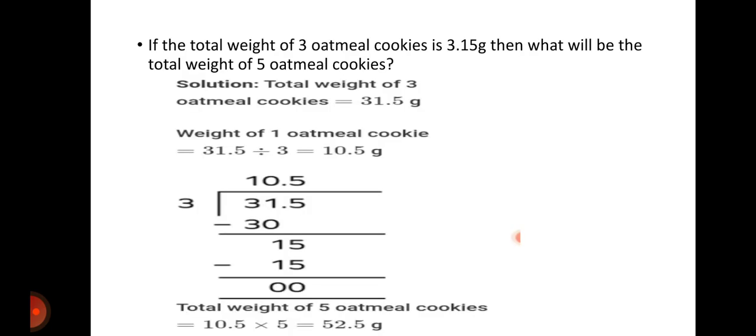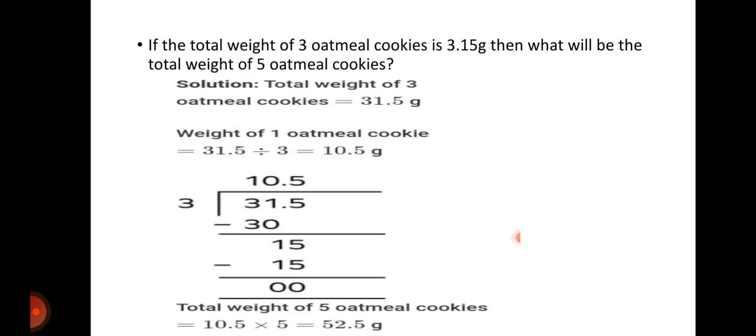Now, let us look at our sentence form questions, or we call it word problems. If the total weight of 3 oatmeal cookies is 3.15 grams, then what will be the total weight of 5 oatmeal cookies? Most times it is advisable for us to use a long division method because it makes some things easier. Let's look at the solution.